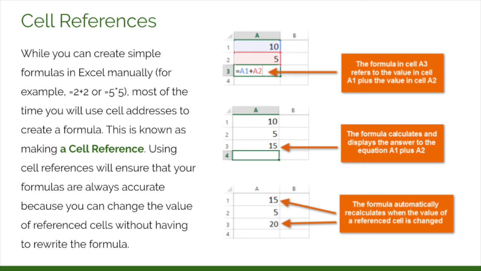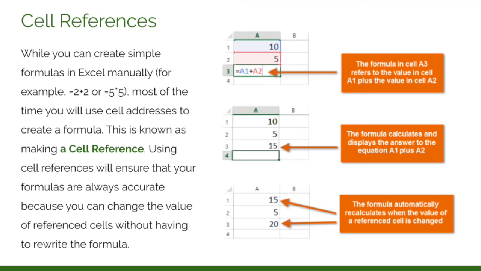While you can create simple formulas in Excel manually, for example, equals 2 plus 2 or equals 5 times 5, most of the time you will use cell addresses to create a formula. This is known as making a cell reference. Using cell references will ensure that your formulas are always accurate because you can change the value of reference cells without having to rewrite the formula.